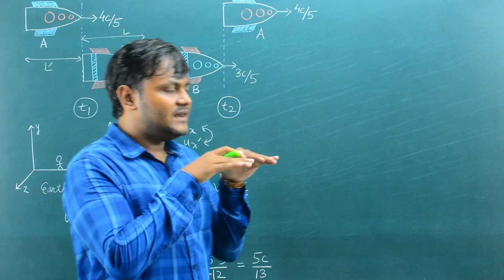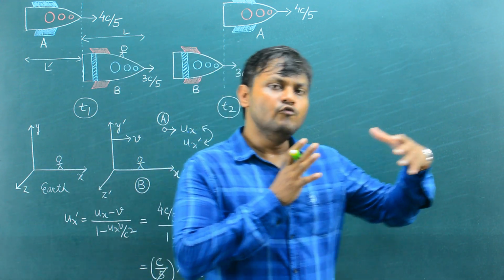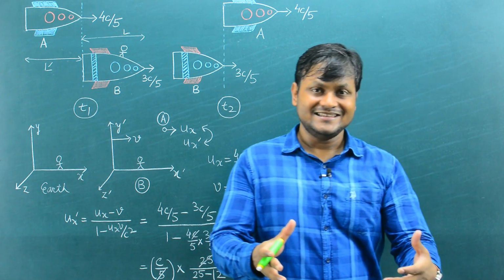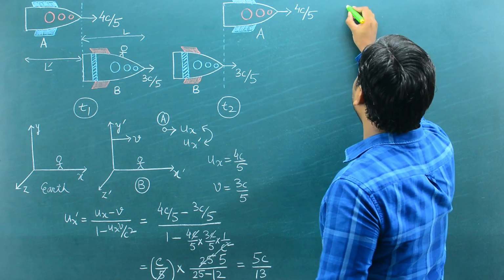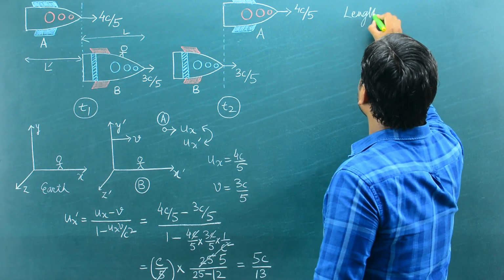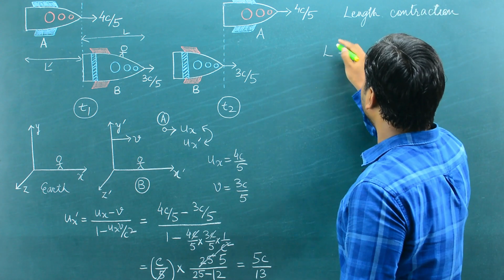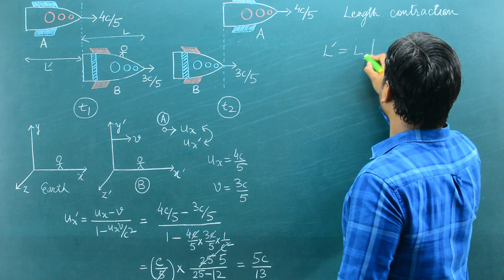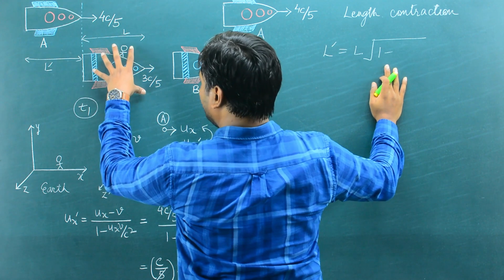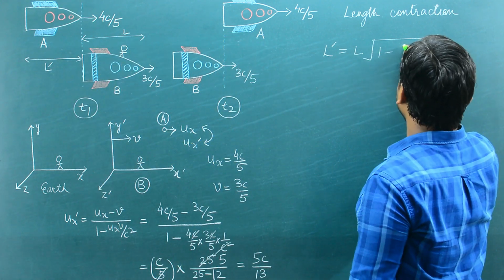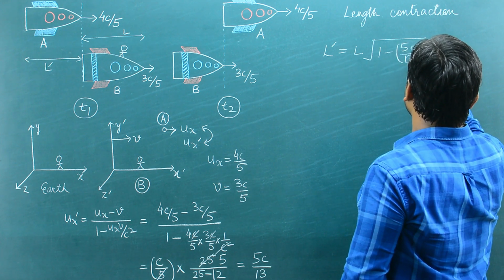You see, when you measure the length of an object at rest, you measure its rest length. But if the object starts moving at very high velocities and then you measure its length, you measure the contracted length, which is simply given to us by length contraction, which says that the length measured of the object which is in motion is equal to the rest length L multiplied by root over 1 minus the speed of the object with respect to the observer, which is 5c upon 13, whole square upon c square.